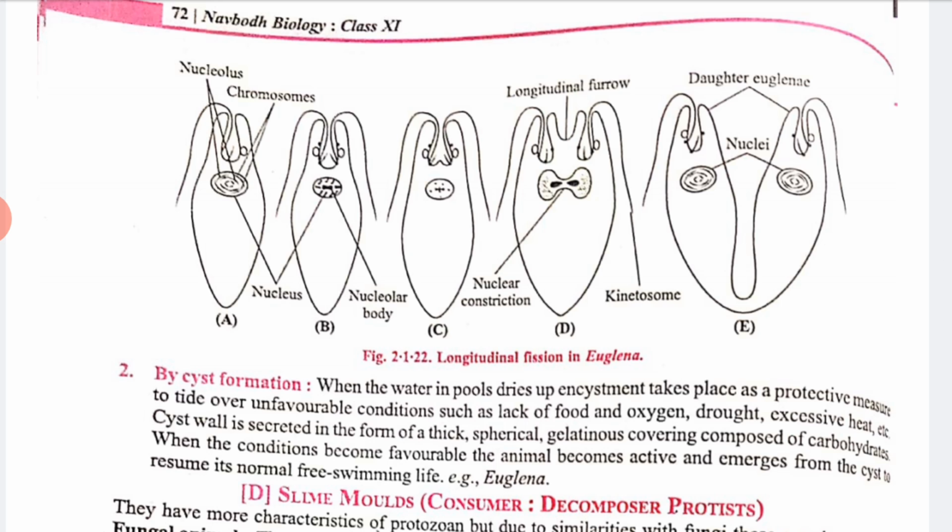Next we have cyst formation. When the water in pools dries up, it takes place as a protective measure to tide over unfavorable conditions such as lack of food and oxygen, drought and extensive heat. A cyst wall is secreted in the form of a thick, spherical, gelatinous covering composed of carbohydrates. When conditions become favorable, the organism becomes active and emerges from the cyst to resume its normal free-swimming life. So this is the reproduction found in Euglena.